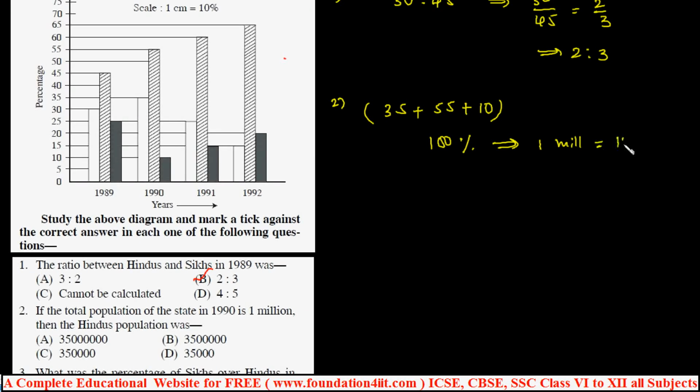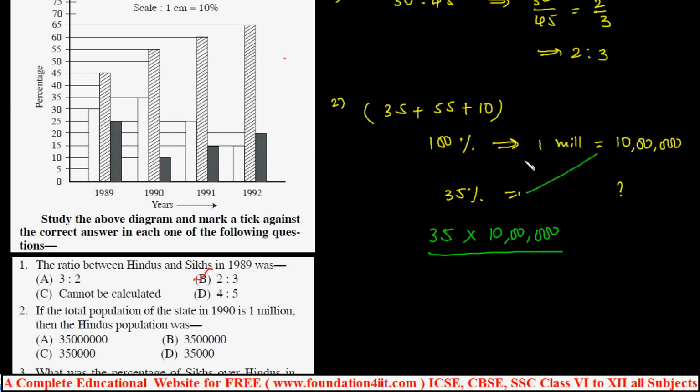1 million is 10 lakhs, right? Then what was the Hindus population? So Hindus number is in this 35, this white one. So for 35 percentage, how much? So it's a direct variation problem. Okay, we discussed direct variation previously. 35 into 10 lakhs divided by 100, just cross multiplication type. Okay, divide by 100. Simplify this.